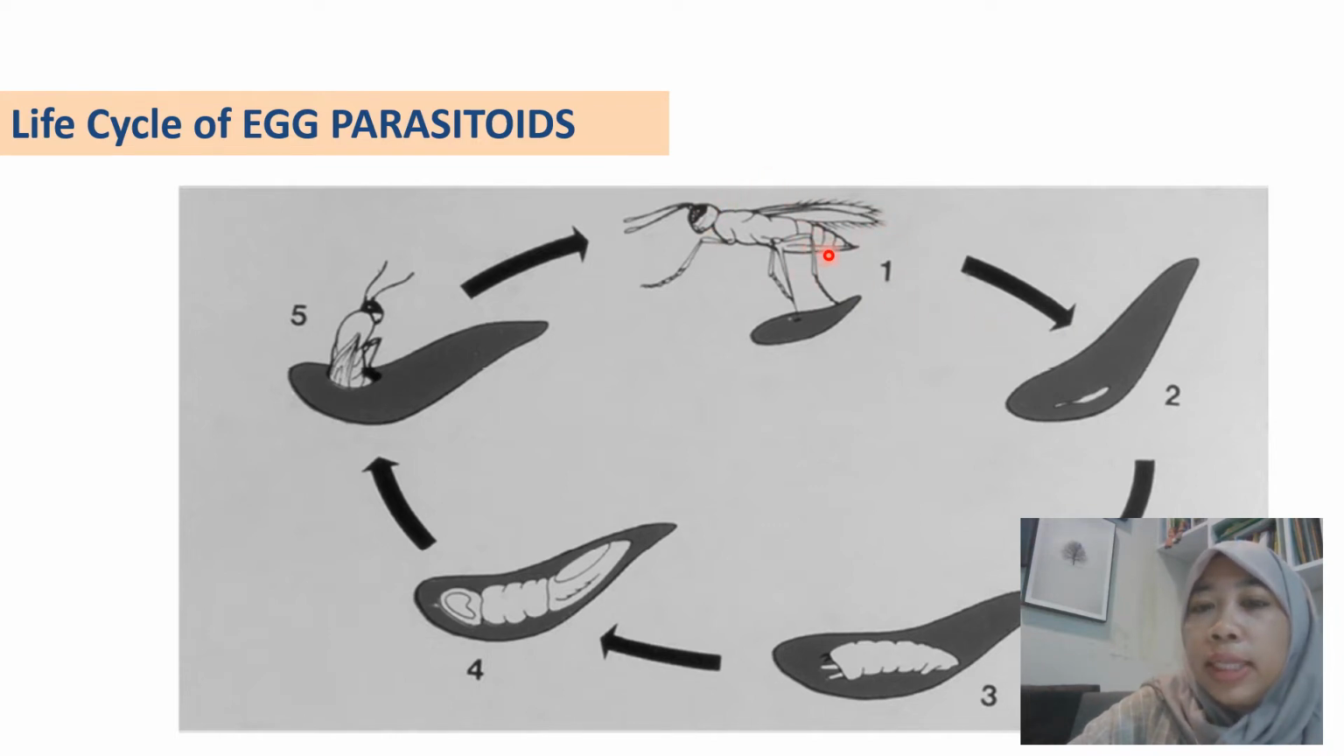The parasitoid injects its egg into the egg of the pest, and then the egg of the parasitoid will hatch into larvae. The larvae will eat inside the egg, and then the larvae become pupae, and then they finish their life cycle. They will emerge from that egg too. This is how the life cycle of the egg parasitoid works.